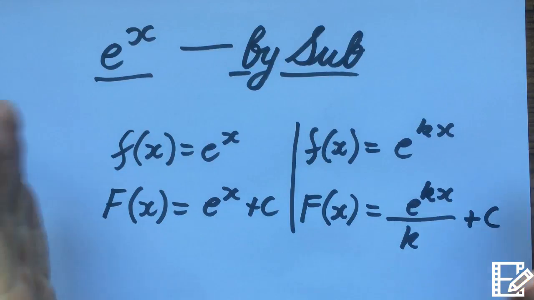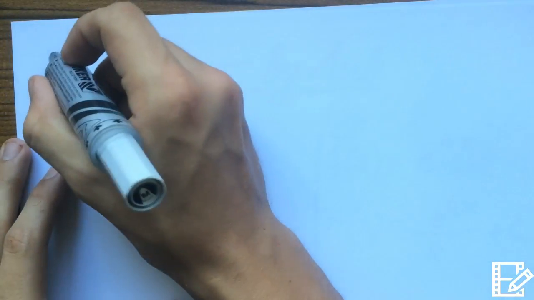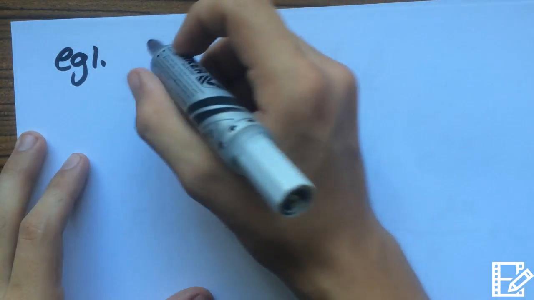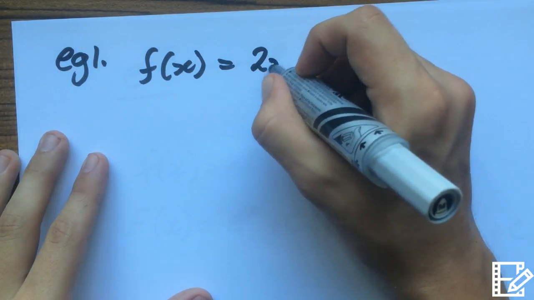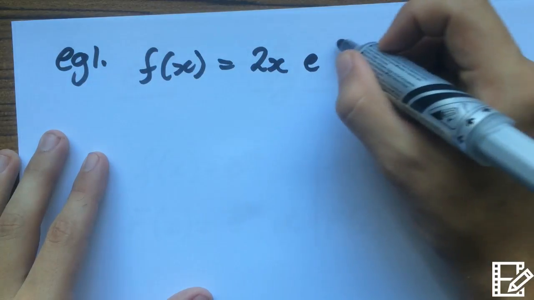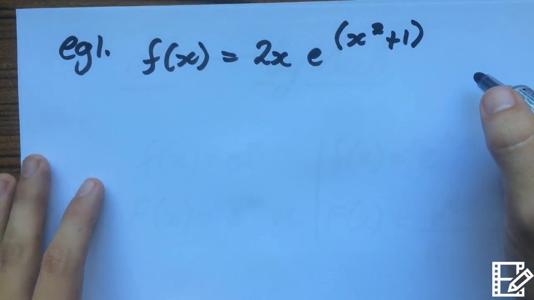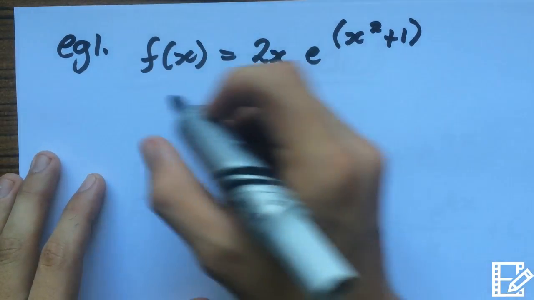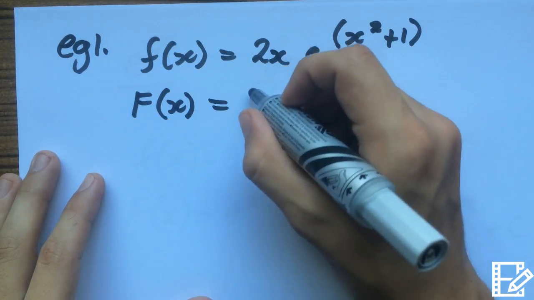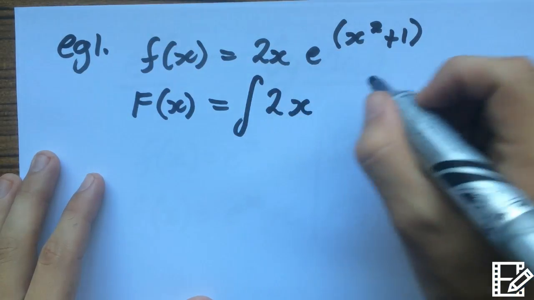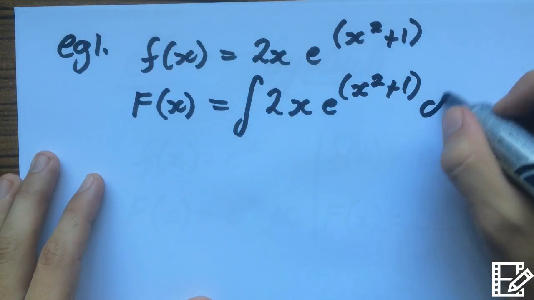Okay, so those are the rules. Let's get on to some examples. Example 1. f(x) equals 2x multiplied by e to the power of x squared plus 1. Okay. If we find the integral of either side, capital F(x), the integral of 2x e to the power of x squared plus 1 dx.